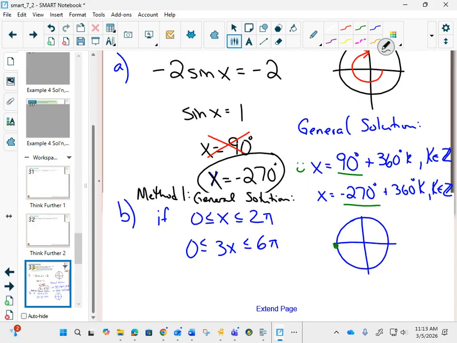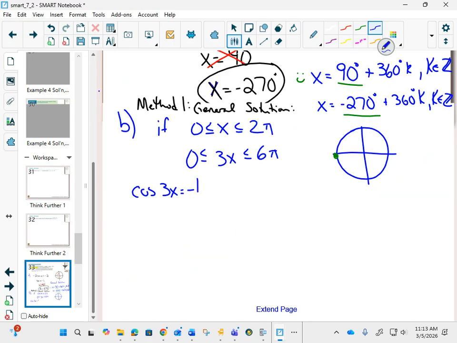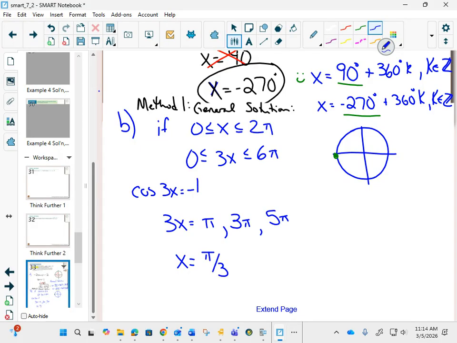So then we solve for 3x. If cos 3x is equal to negative 1, then 3x would equal, well, there it is. First time around the circle, you would get pi. But for 3x, we have to go 3 times around the circle. The second time around the circle, what would this be? 3 pi. Third time around the circle, 5 pi. And then x, divide each by 3.